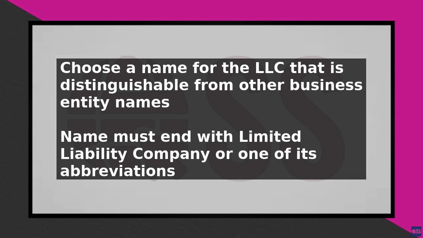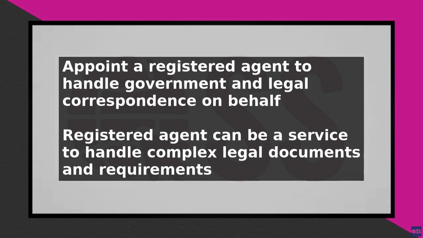If the preferred name is already in use, a DBA, doing business as, registration can be filed, allowing the LLC to operate under a different name. The next step is to appoint a registered agent, who will handle government, tax, and legal correspondence on behalf of the LLC. While it is possible to serve as one's own registered agent, this is not recommended due to the complexity of the legal documents and requirements involved. Most people use a registered agent service to handle these tasks.